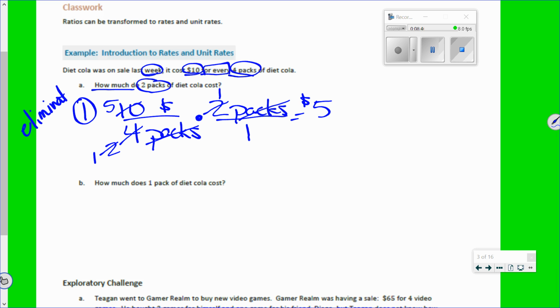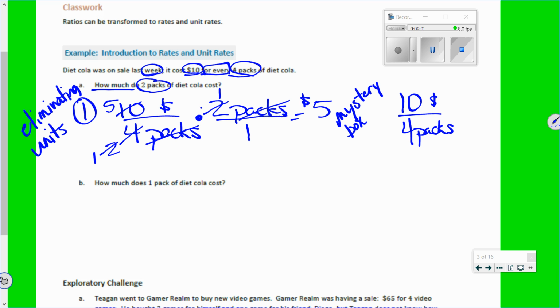That's method 1. The other method we showed you is the mystery box. And the mystery box is really what Solo just did. In the mystery box method, the first step is still the same. I write down the information, including the units, $10 and 4 packs. But here we have a multiplication, right? In the eliminating unit mystery box, we're actually just going to set up another fraction.